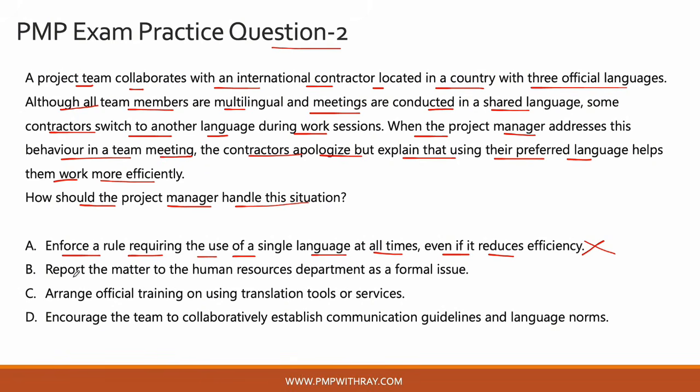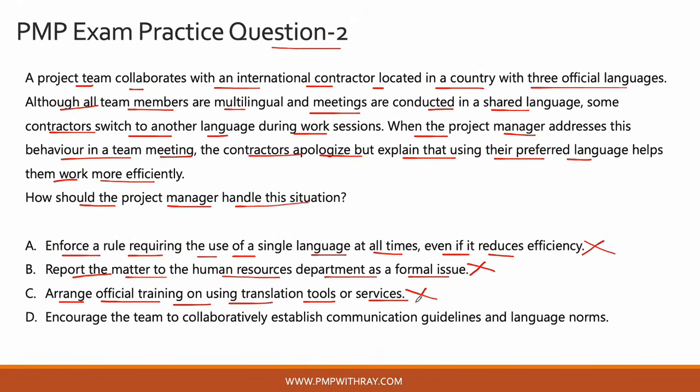Let's look at option B. Report the matter to the Human Resources Department as a formal issue. That is unnecessary escalation. No one should be doing that, and as a project manager, you should not report these kinds of issues to the Human Resources Department, which is a bit extraneous as well. I hope none of you have selected this option. Let's look at option C. Arrange official training on using translation tools or services.